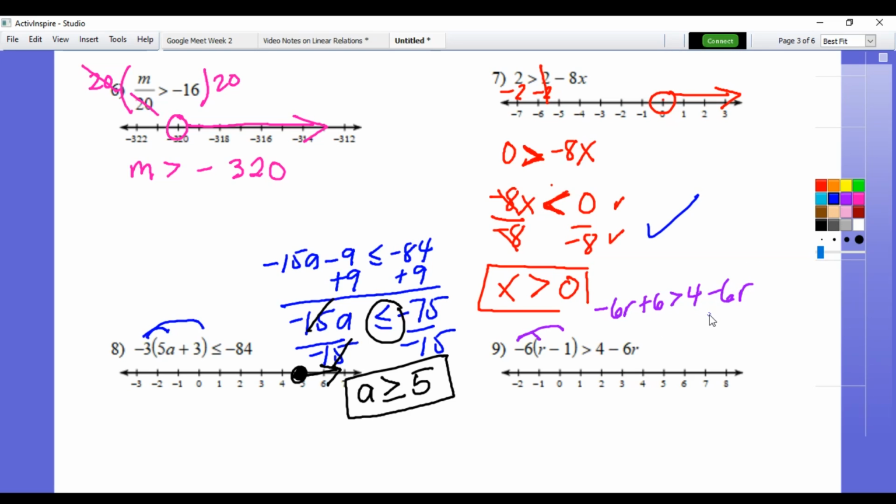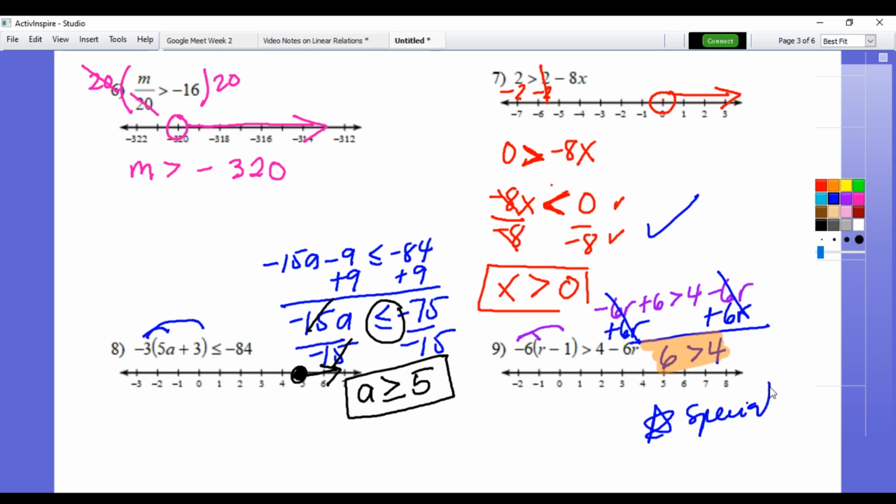I'm going to combine the like terms. I'm going to add 6r here, add 6r here, cross it out, and negative 6r plus 6r will cross out because that will be equal to 0. So what's left now is 6 greater than 4. If you notice, I cannot solve the problem anymore because there's no more variable involved here. So this is a special case.